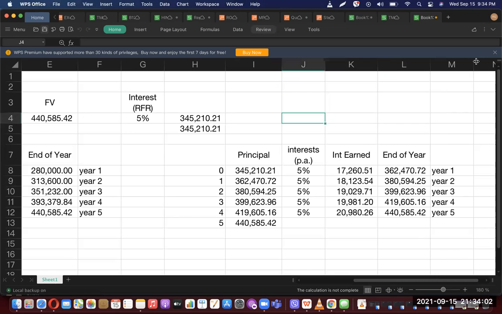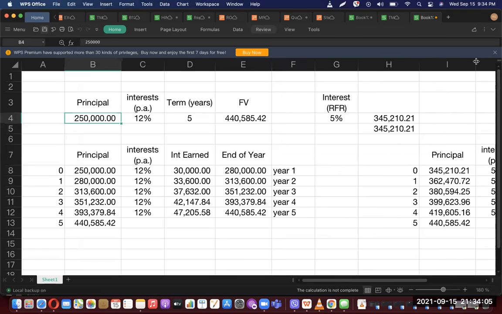So, kumbaga, anong ibig sabihin nito, guys? Ang ibig sabihin nito, yung 250,000 na principal ngayon, okay? Pag nag-award ako ng 12% niyan for 5 years, ang future value niya 440,585.42. Ngayon, kung gusto kong kunin ang present value niyan, nitong future value na 440, it's the same as giving me 345,210 in cash. Hindi 250. Diba? Parang kumita ng 100,000.